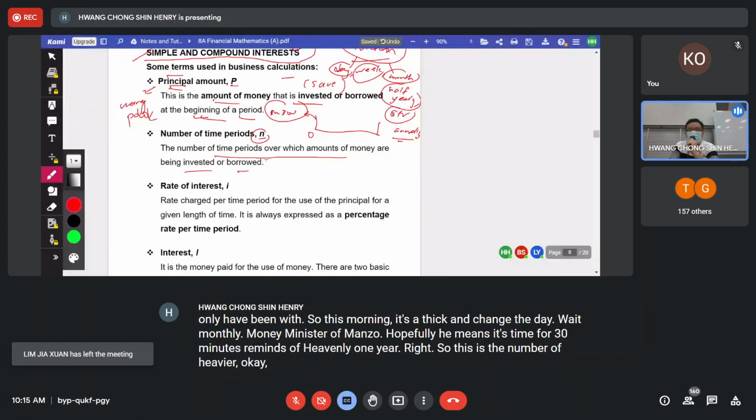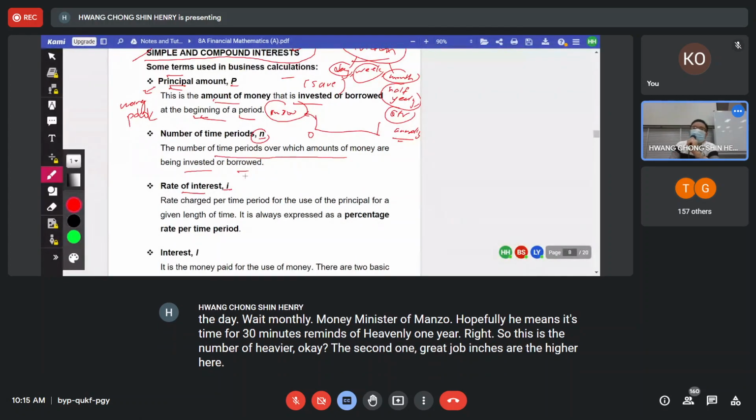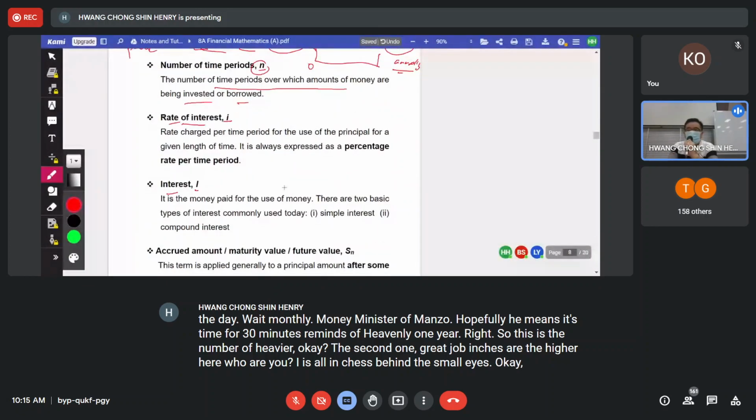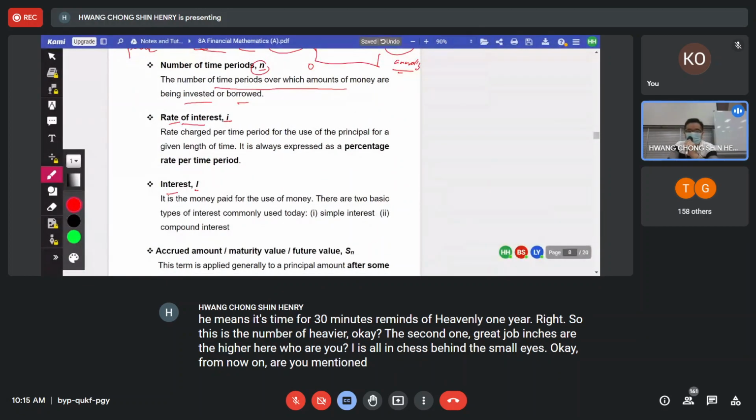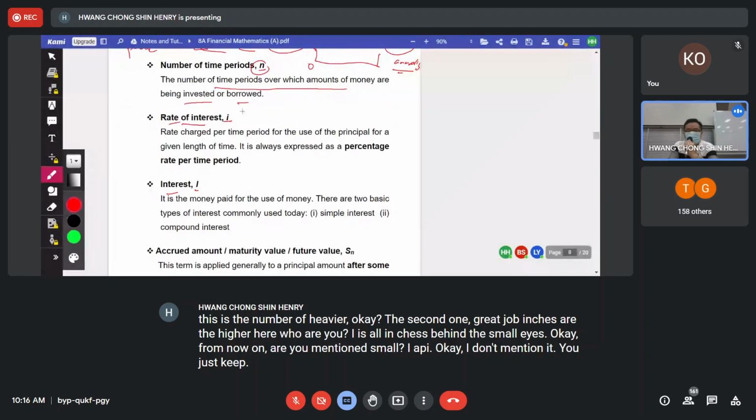Okay, the third one, rate of interest, or the i. Here I want to highlight, there are 2 i here. The big I is called interest. The small i is the rate of interest. What's the difference? From now on, I will mention small i and big I. I don't want to mention the word. You just keep the words rate of interest is small i.